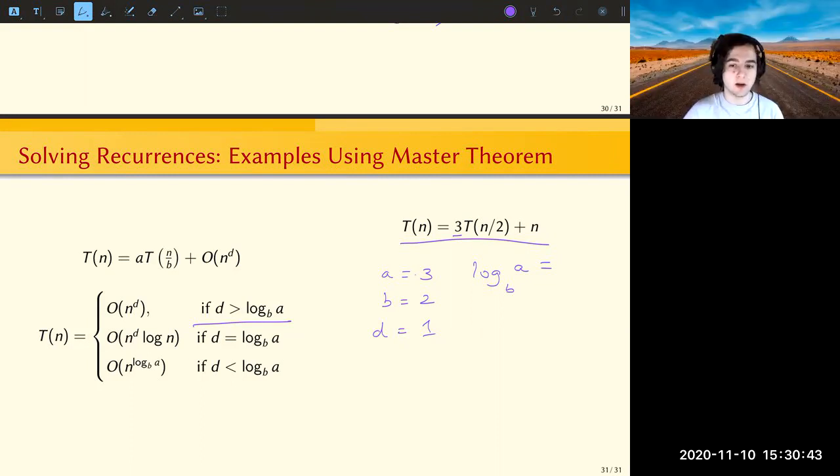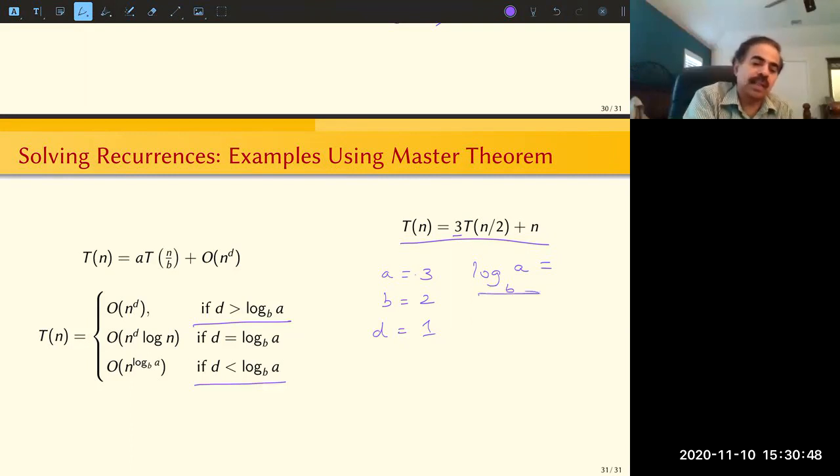It will not. Log of a base b will be greater than 1. So this one is going to be 1 point something, right? So let's say 1.5 or something like that. And so d is 1. So the case that we have is the third one, right?